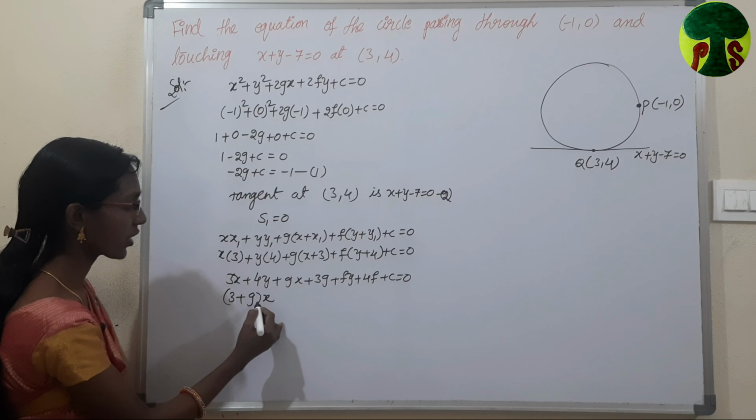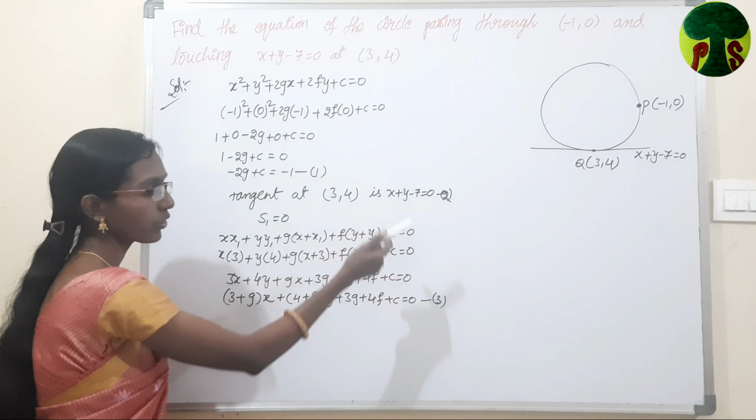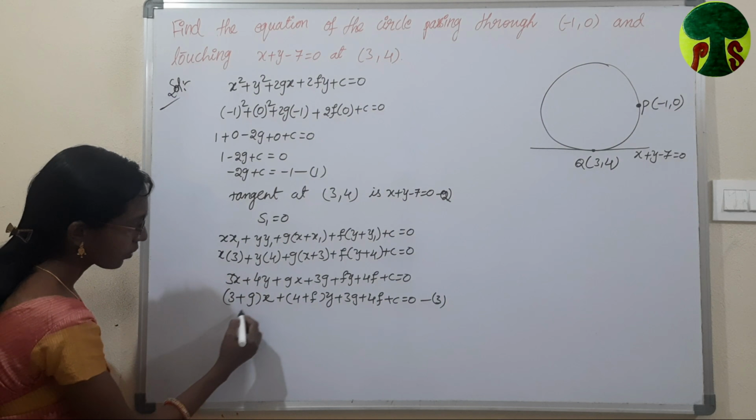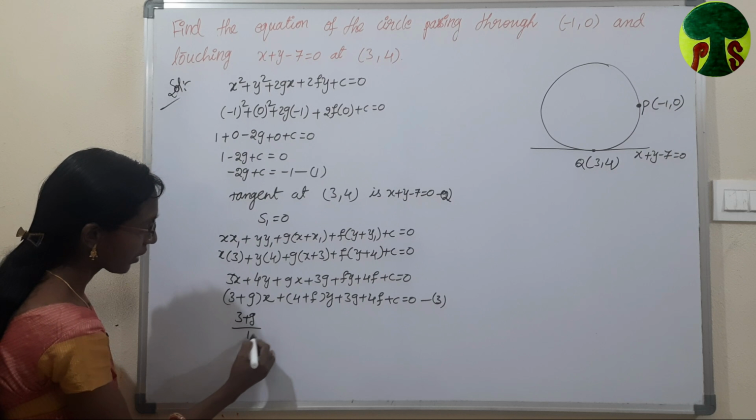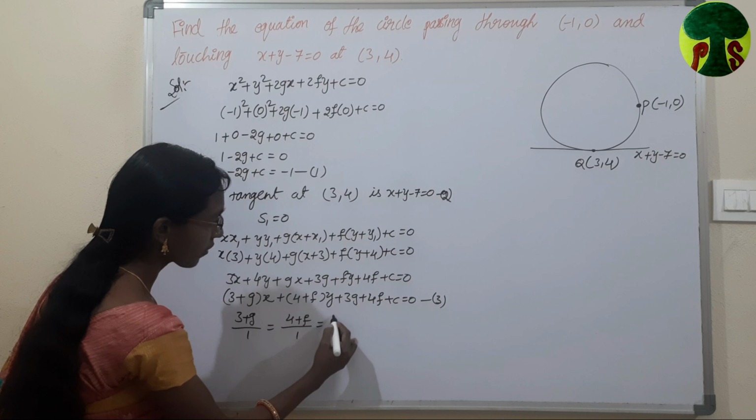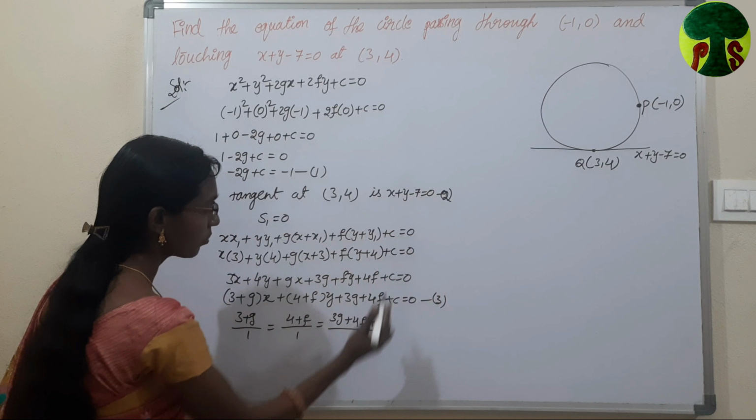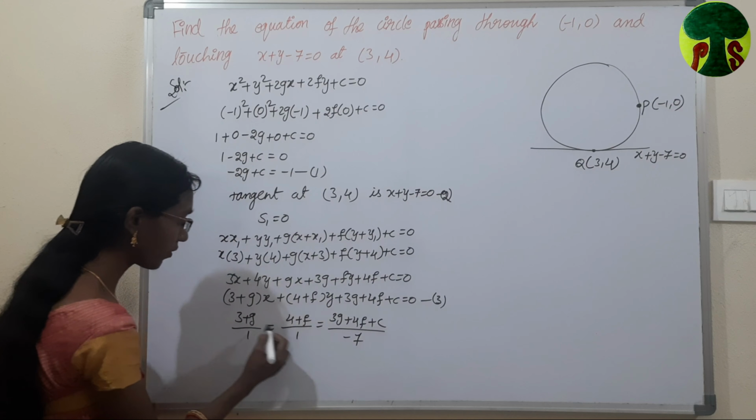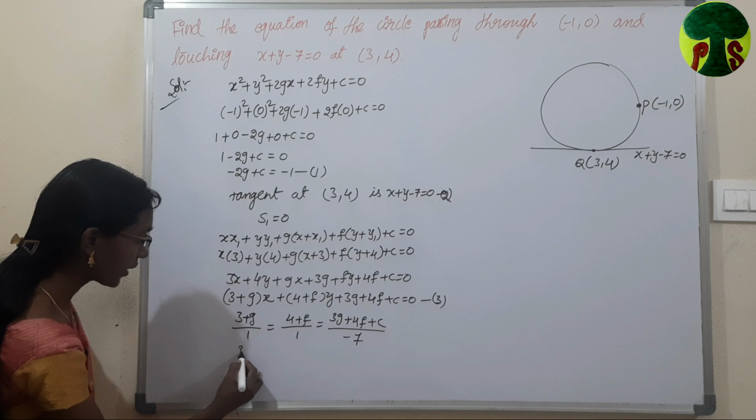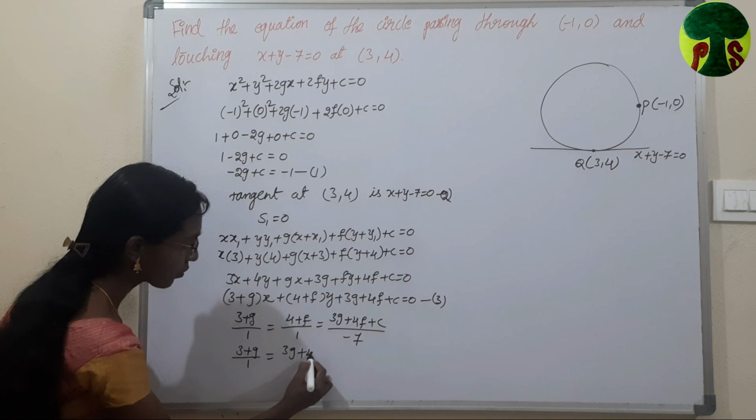But equation 2 and equation 3 represent the same line. So now compare equation 2 and equation 3. So 3 plus g divided by 1 is equal to 4 plus f divided by 1 is equal to, the constant term, 3g plus 4f plus c divided by, here we have minus 7. First equate this term and this term, and later equate these two. So I am equating 3 plus g by 1 is equal to 3g plus 4f plus c by minus 7. Cross multiplication.